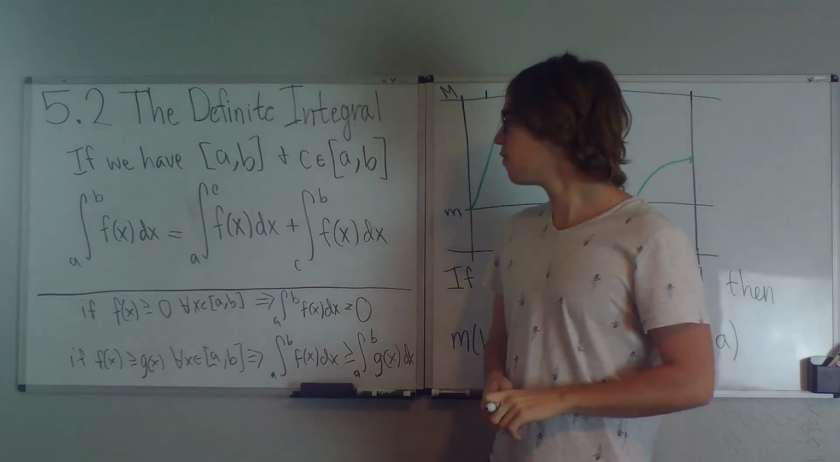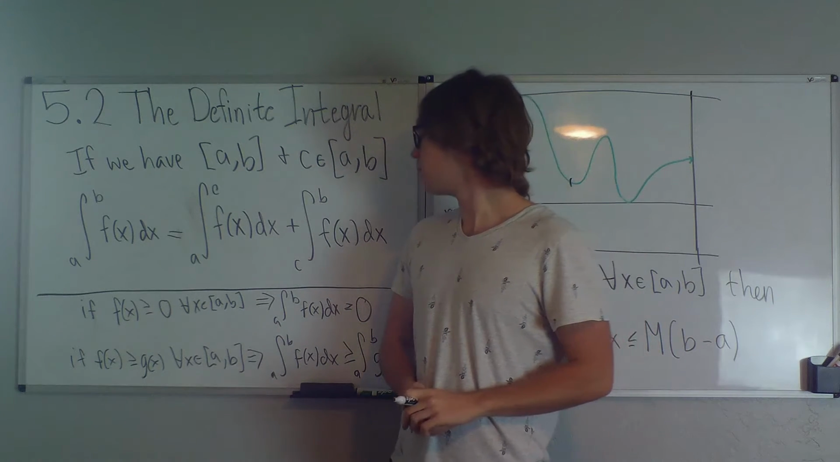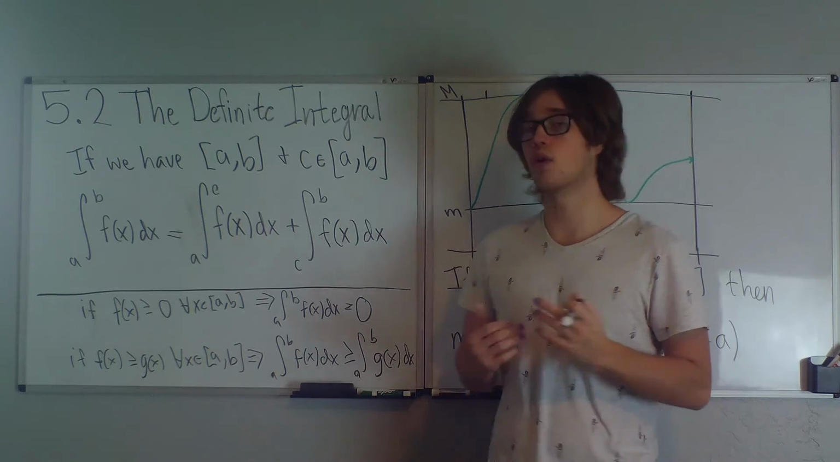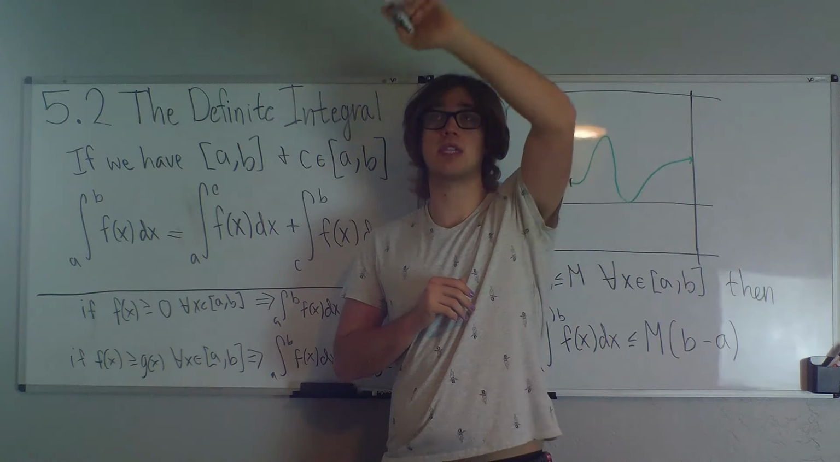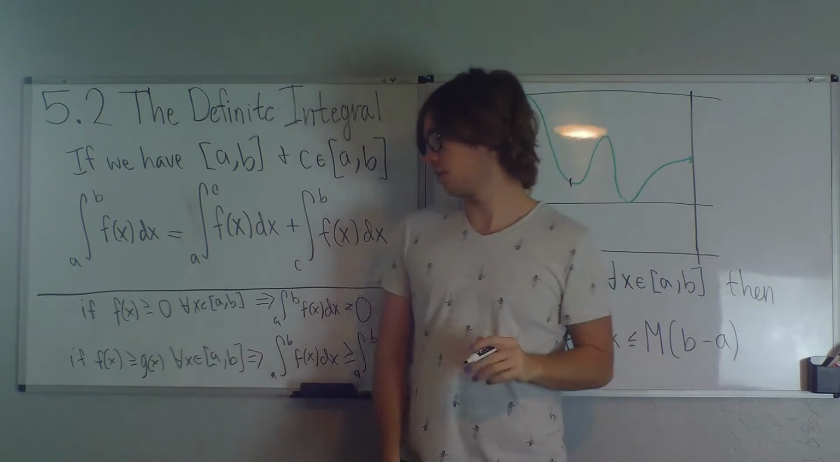And then, if f of x is greater than 0 for all x in a to b, this means that our integral from a to b of f of x dx is going to be greater than 0. And this should make sense, obviously, right? If all the points are above the x-axis, then our area is going to be positive.